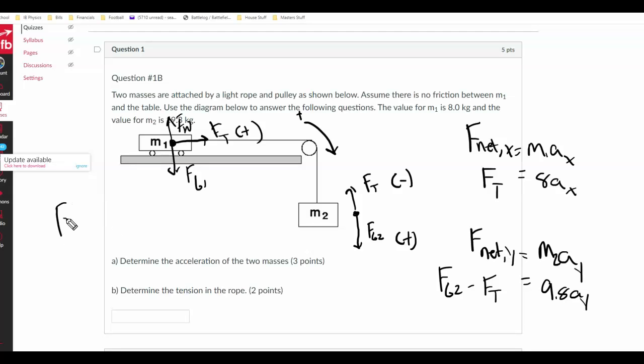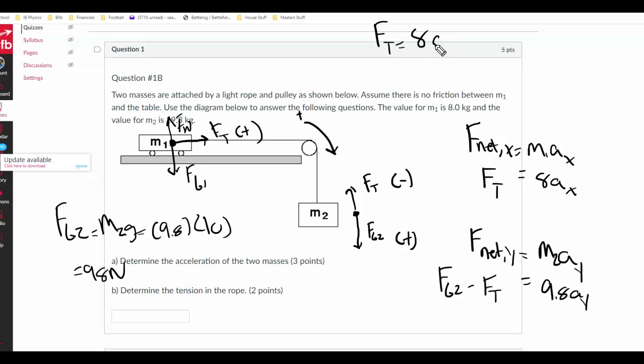Okay, so Fg2 would be m2 times g. That would just be 9.8 times 10. Notice I leave that as a positive 98 newtons because I made clockwise my positive direction. And so I end up with a system of equations. I have Ft equals 8ax. I have 98 minus Ft equals 9.8 ay.